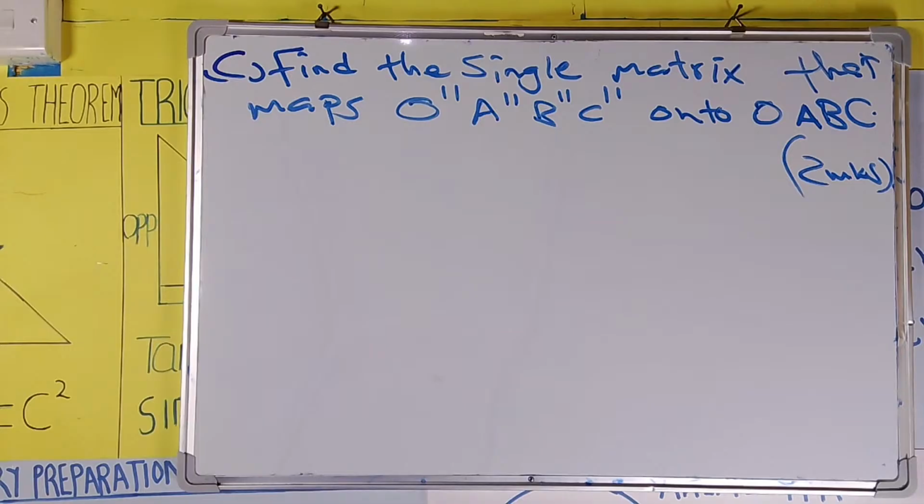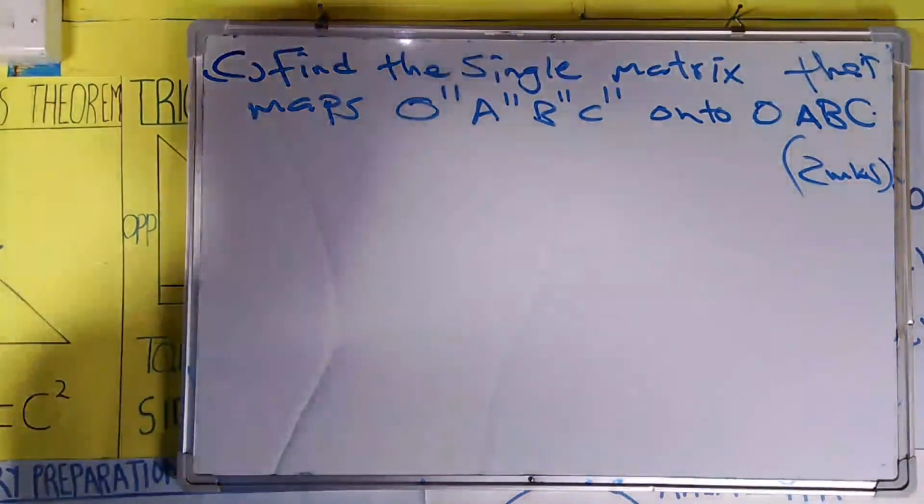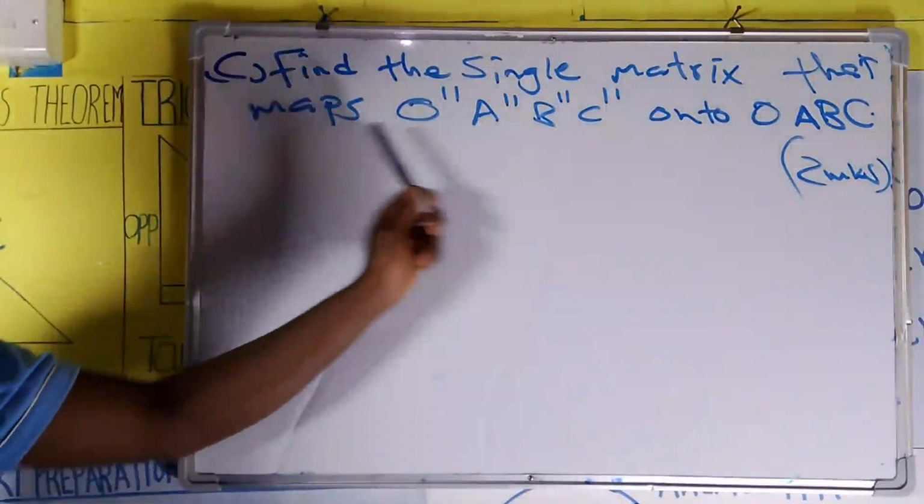(0, 0), (-4, 0), (-6, -4), (-2, -4). Correct. That is 1A. A Roman 1, correct. So we are told to find the single matrix that maps this onto that.